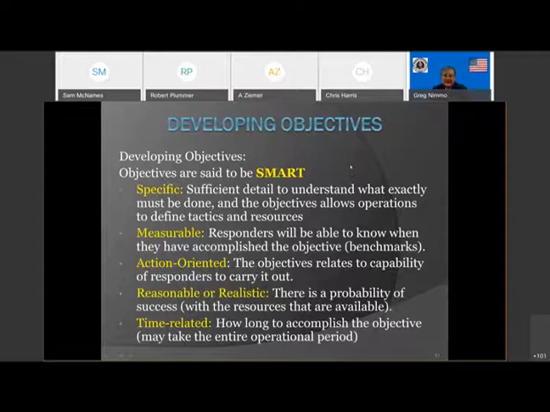If you take any of the ICS classes, you see this slide. Objectives need to be SMART. They need to be specific. So it's like, what am I actually trying to do? Get the individuals out of the grain bin. They need to be measurable. How do I know when I get the individuals out of the grain bin? The individuals are out. I know that. You've got to be action oriented.